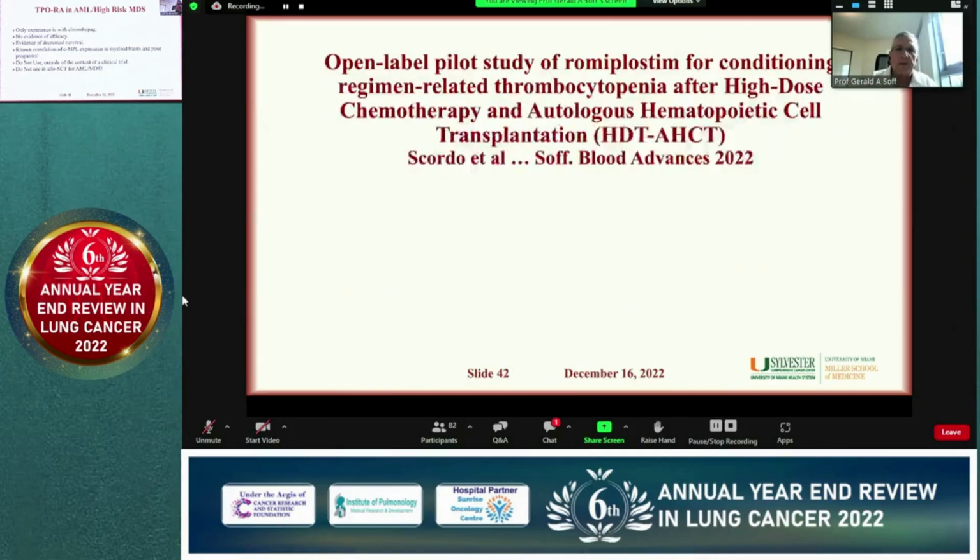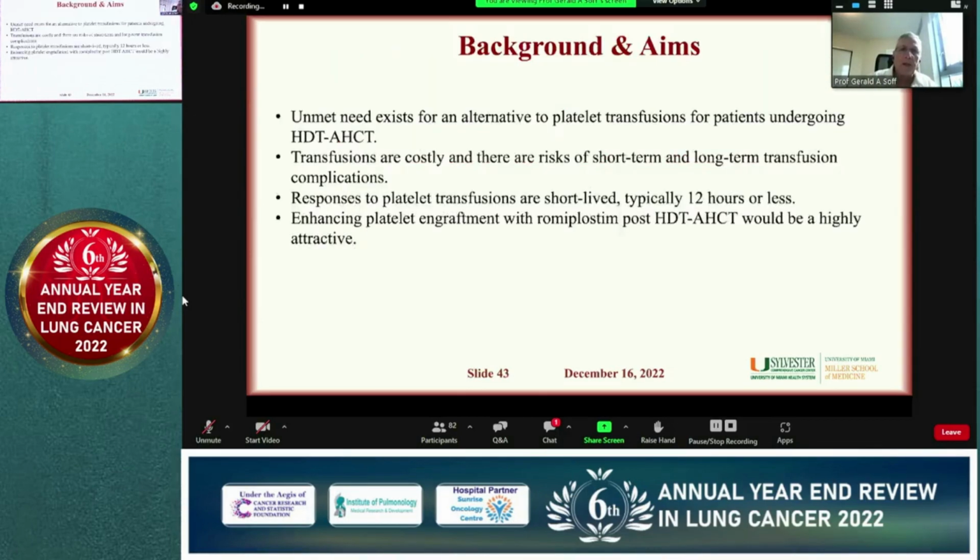This should show the same thing. So my friend Mike Scordo and I published this year an open-label pilot study with romiplostim in patients undergoing autologous stem cell transplant. We call it a pilot study because it was a single-arm study with historical controls.